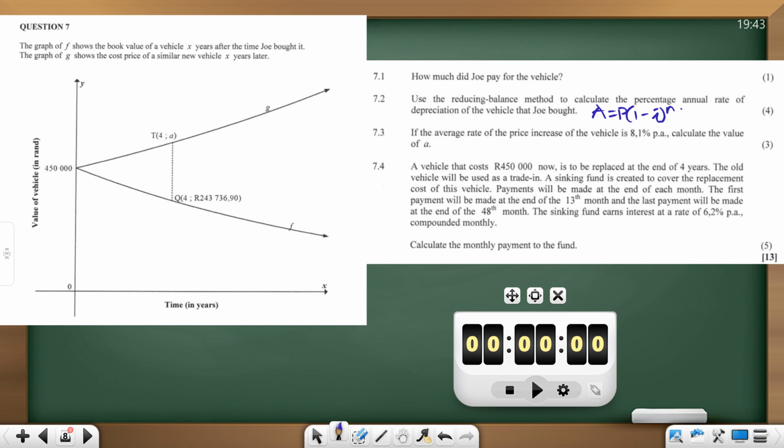All right, guys, what's going on here? This is growth. That makes sense. What is this? A. What's the value for A using the growth formula? A equals 450,000 into bracket 1 plus, what's the interest rate? 8.1%. And N is what? 4. We are done there. What's your answer?